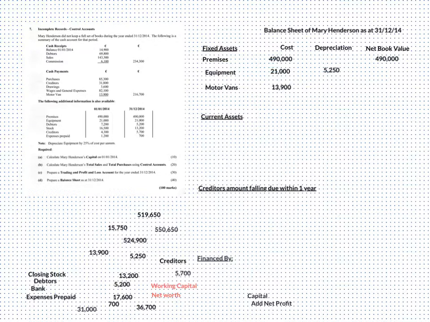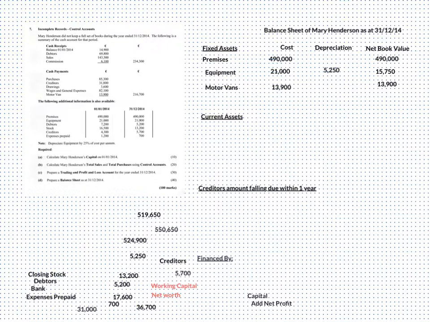With equipment, the cost is 21,000. The equipment has depreciated in value by 5,250. So the net book value of the equipment is 15,750. So I'll just bring that across there. And then motor vans hasn't changed either. There's been no depreciation in motor vans. So we can now see our new net book value.